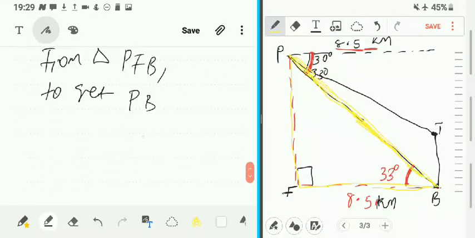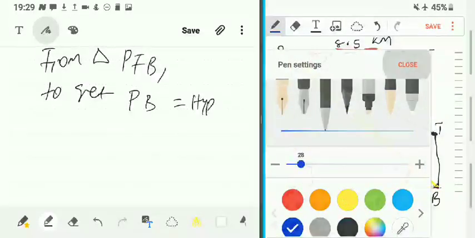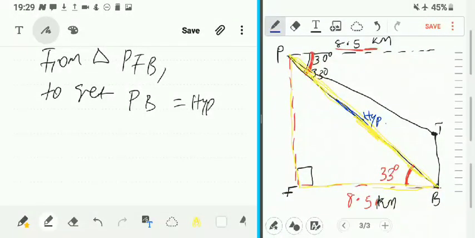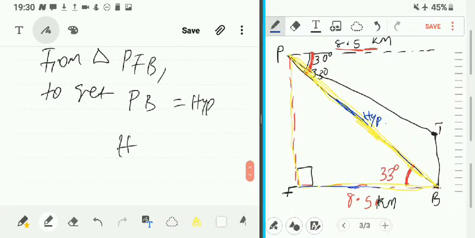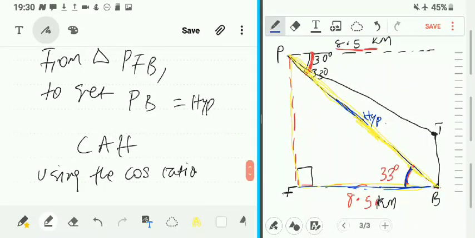Okay, and that PB happens to be what? The hypotenuse of this right angle triangle. Okay, this is the hypotenuse. So we want to get the hypotenuse, so H should be in your formula. Which side is given? The side that is given is an adjacent side. So A should be in the formula, so we're going to be using the cos ratio, the cosine ratio.